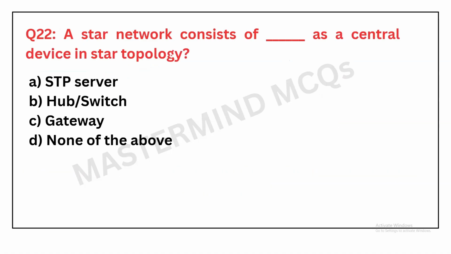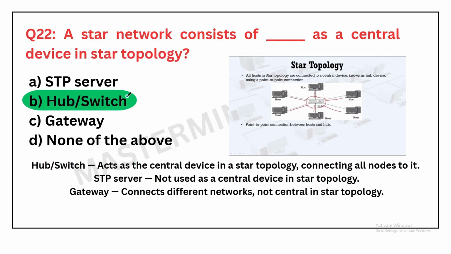Question number 22. A star network consists of dash as a central device in a star topology. Option A, STP server. Option B, hub or switch. Option C, gateway. Option D, none of the above. The right answer is option B, hub or switch. A hub or switch is the main device in a star topology, connecting all computers or nodes to it for communication.